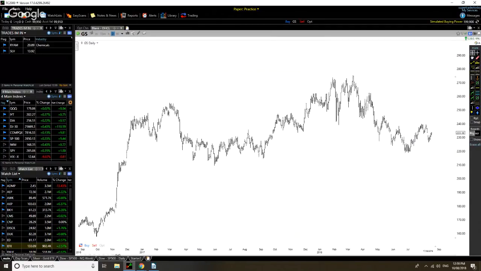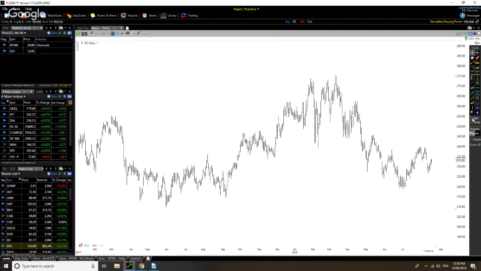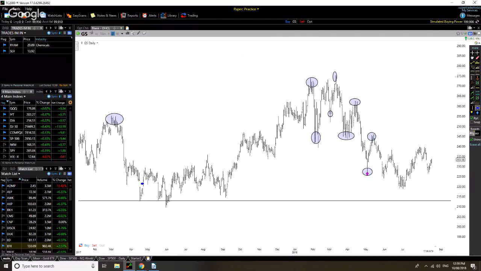So if I bring up my charts right now, let's just go through this one by one. What do we have up here? We have a low. We come down, we have a high, we have a low, we come down, we have a lower high. We come down here, we have an equal low. We come down here, we have another lower high. And now we come down here and we have a lower low.